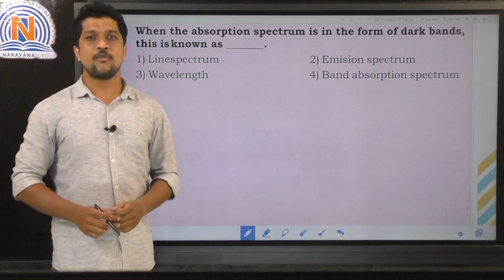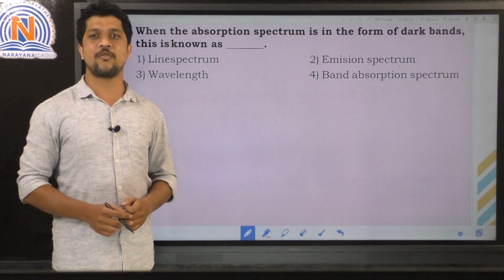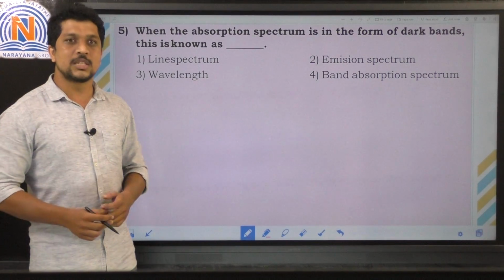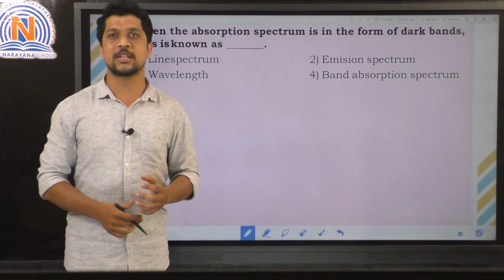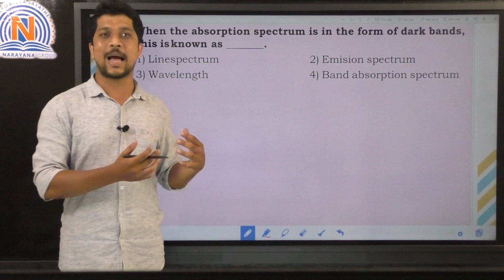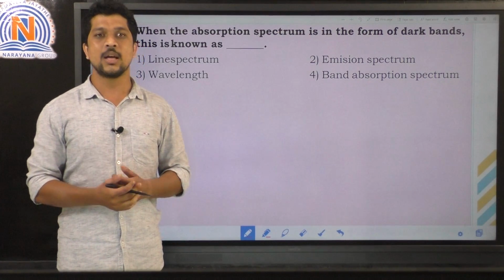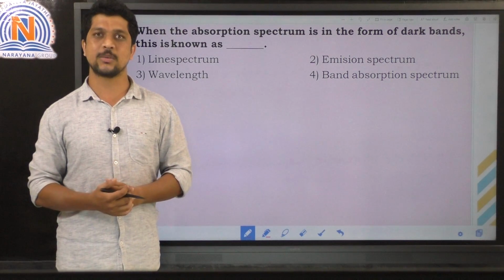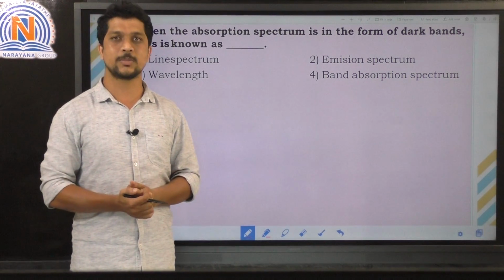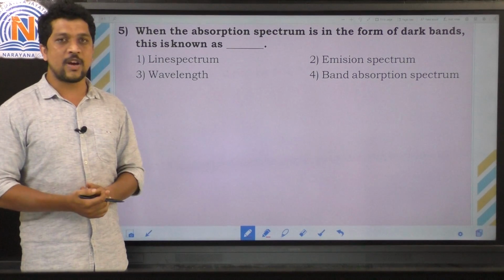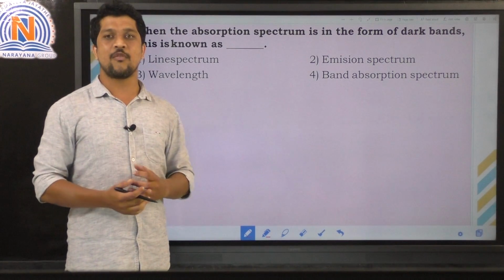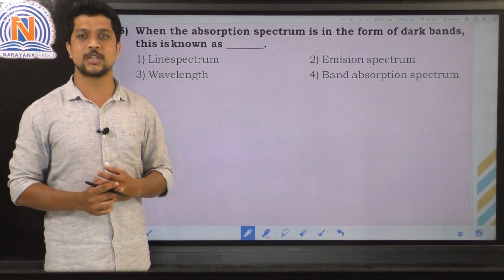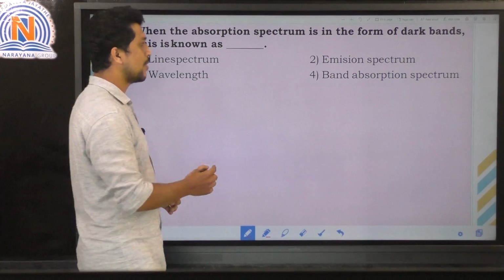Here the question: when the absorption spectrum is in the form of dark bands, this is known as? We just discussed that absorption spectrum gives dark lines whenever the background is bright. That spectrum is called band absorption spectrum. So when the absorption spectrum is in the form of dark bands, this is known as band absorption spectrum. So the correct option is the fourth option.